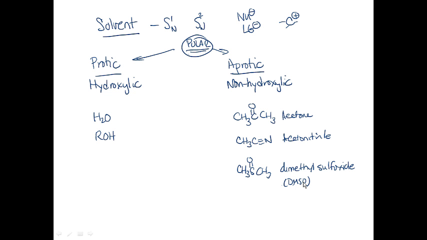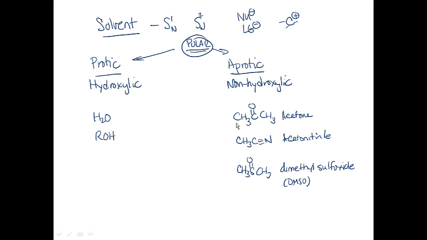And DMSO is a kind of a weird solvent in the fact that we don't use it in the lab because if it gets on your skin, it goes straight into your bloodstream. And so we kind of have to treat it with a little bit of respect. So acetone, acetonitrile, DMSO, these are examples of polar solvents that don't have OH groups, and so they're considered to be non-hydroxylic.